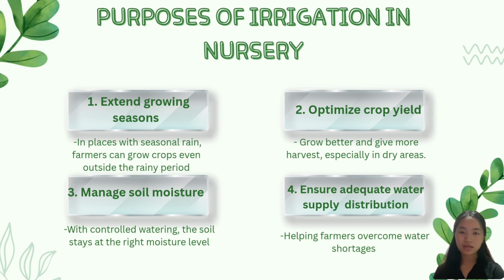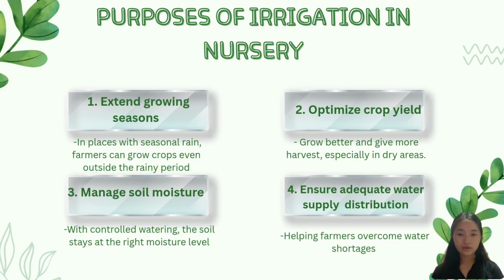Next, in agriculture, irrigation has several purposes. Firstly, irrigation helps to extend the growing season. In places with seasonal rain, farmers can grow crops even outside the rainy period, which allows more crop cycles in a year. Secondly, it helps to increase crop yield. When plants get enough water, they grow better and give more harvest, especially in dry areas. And next, irrigation also helps to manage soil moisture. With controlled watering, the soil stays at the right moisture level, which is important for healthy roots and nutrient absorption.